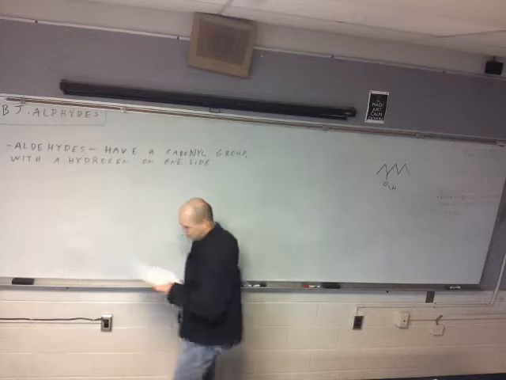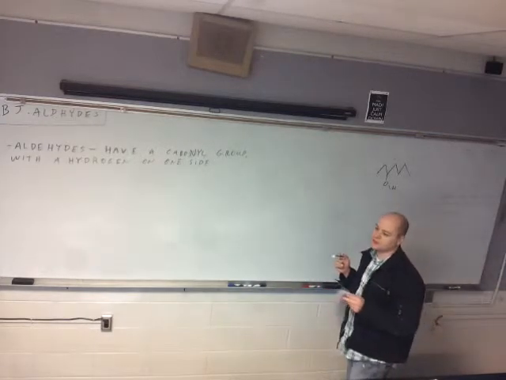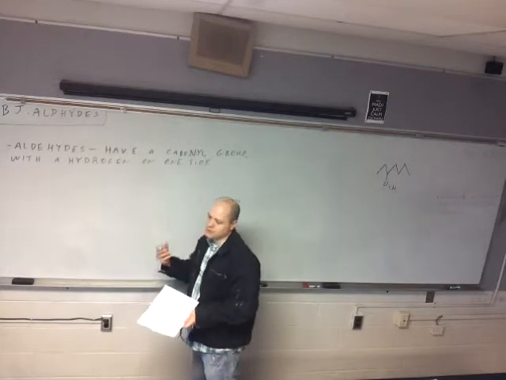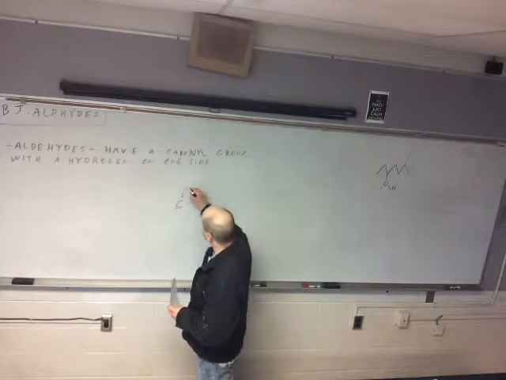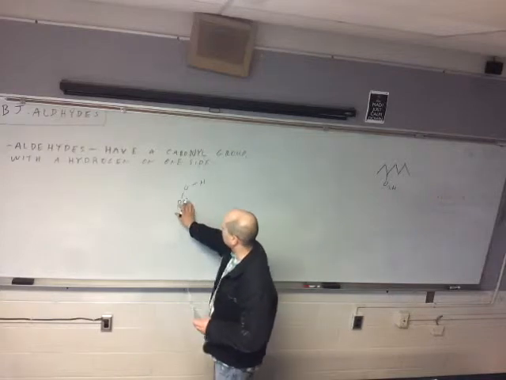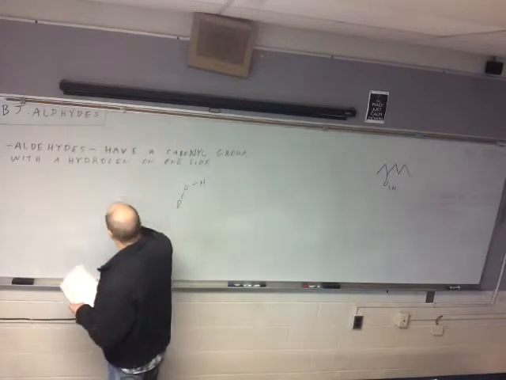So a carbonyl group is just a carbon with an oxygen that's double bonded to it, right? If you think about it, oxygens are always going to have two bonds. So what we see in alcohols is this, where we put an R here, so it's some molecule with an OH attached to it. What you're going to see in an aldehyde is this.